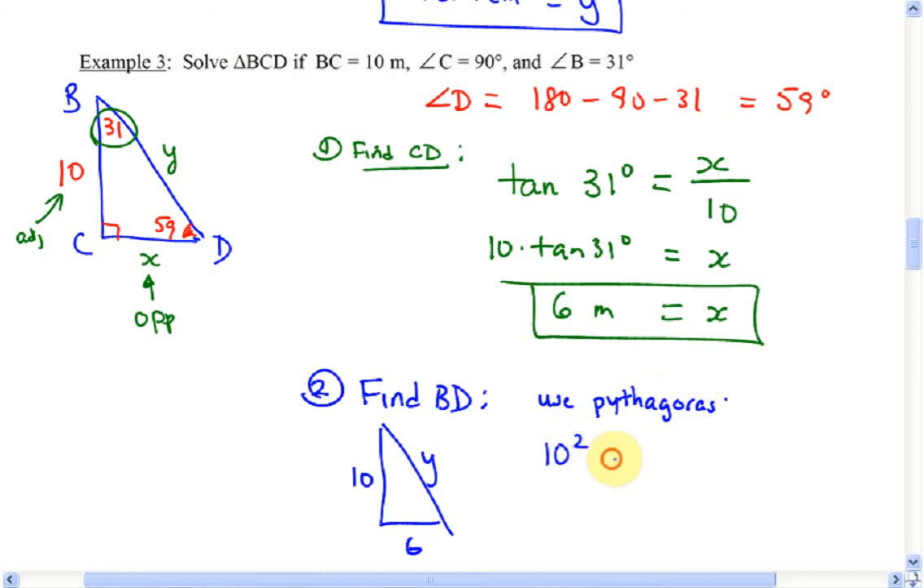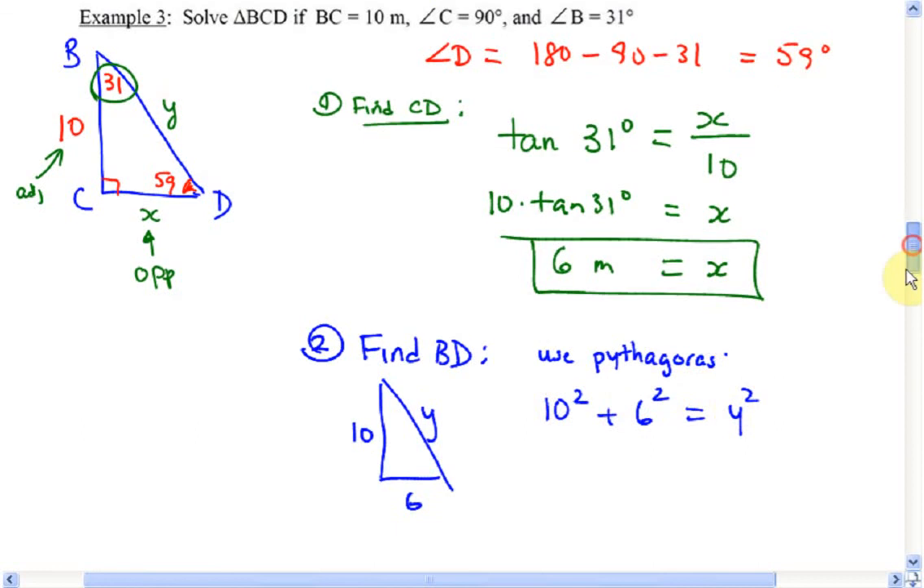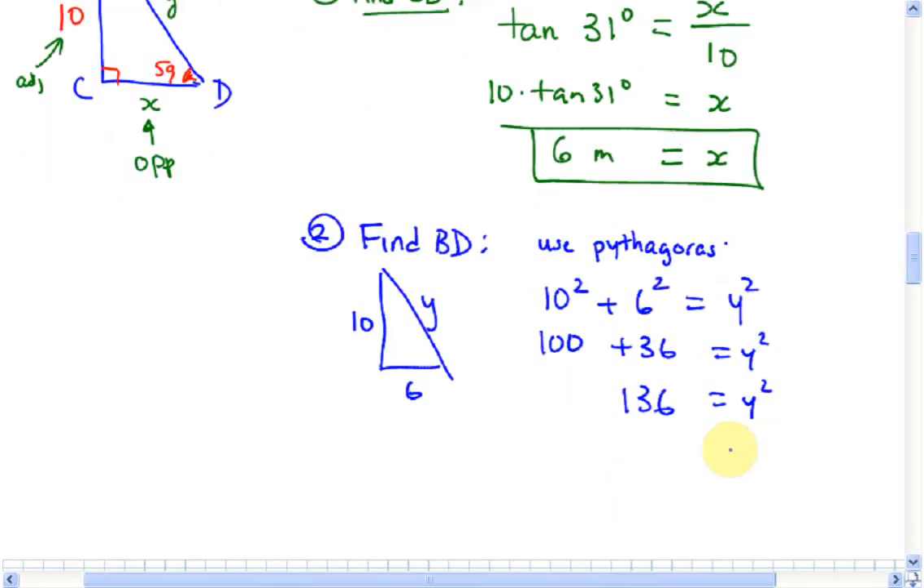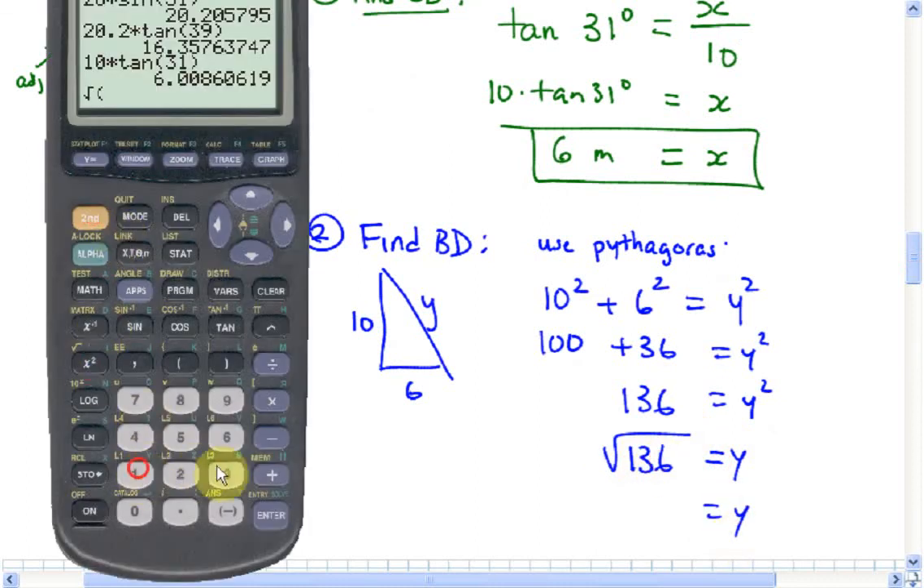10 squared plus 6 squared equals y squared. 10 squared is 100. 6 squared is 36. So y squared equals 136. So when I solve for y, I take the square root. And what do I get? I hope it's the same as what you have. How about 11.67 or 66?